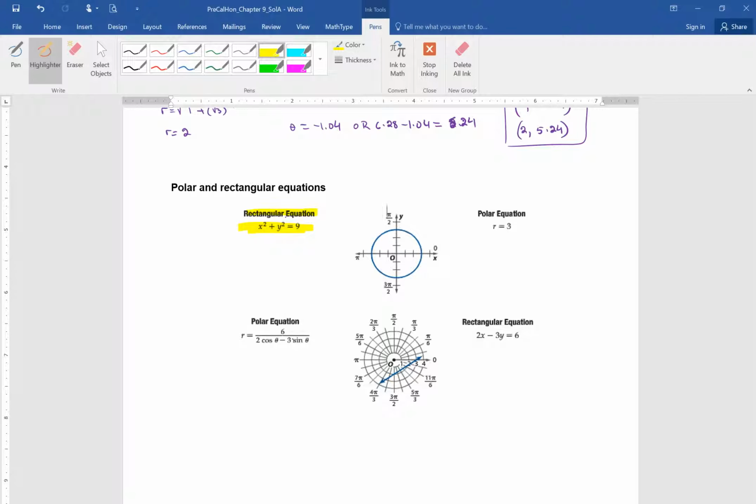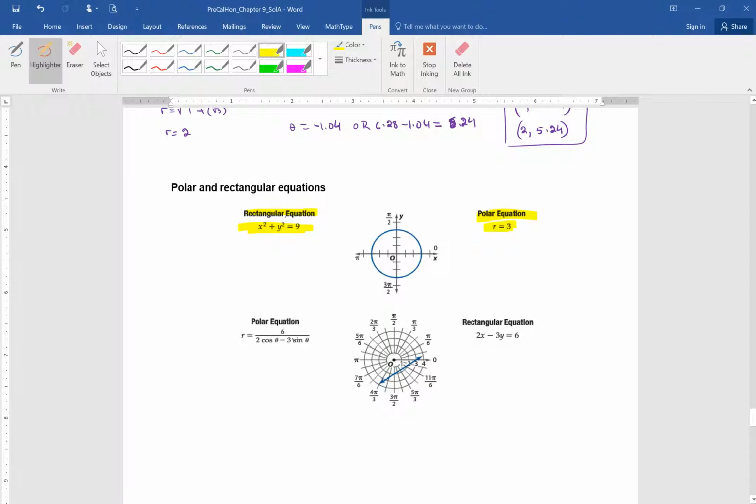Now, what about this polar equation? This polar equation, r equals 3. We graphed that on the quiz. That's a circle with a radius of 3. So what do you see? This equation in rectangular form and this equation in polar form are the same thing. They graph the same shape. Okay?